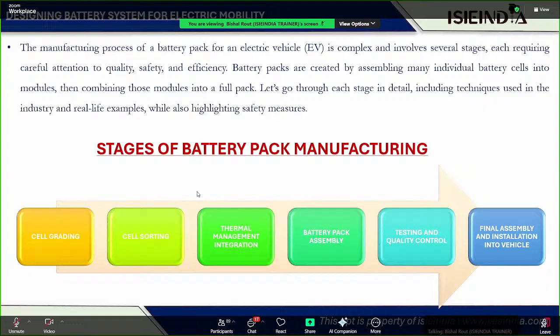In that process, the first step is cell grading. The second step is cell sorting. The third step is thermal management integration. The fourth step is battery pack assembling. Then we do the testing and quality control. Finally, we assemble and install the pack inside a vehicle. So we'll go through the process one by one.